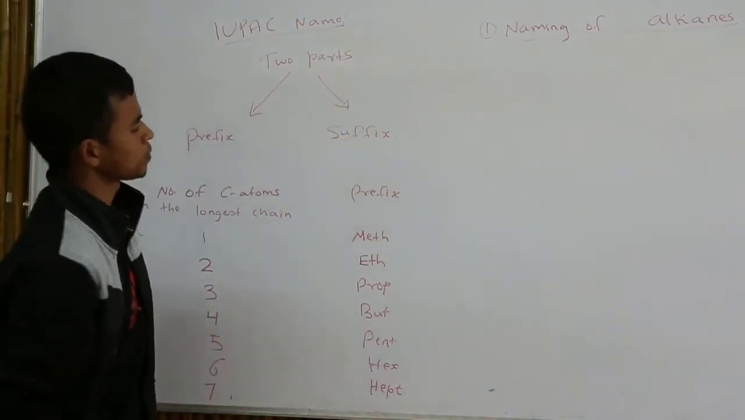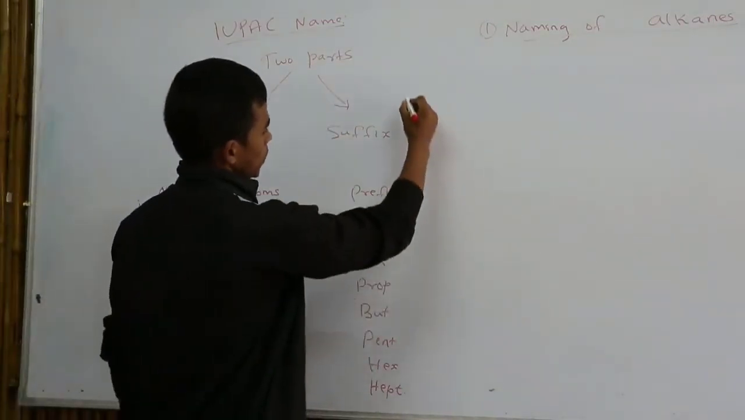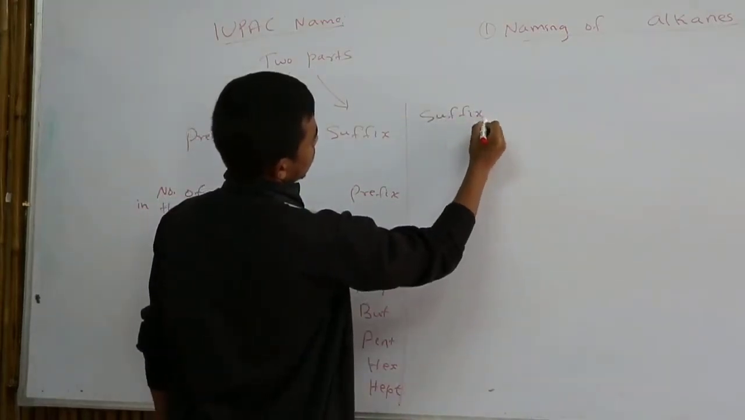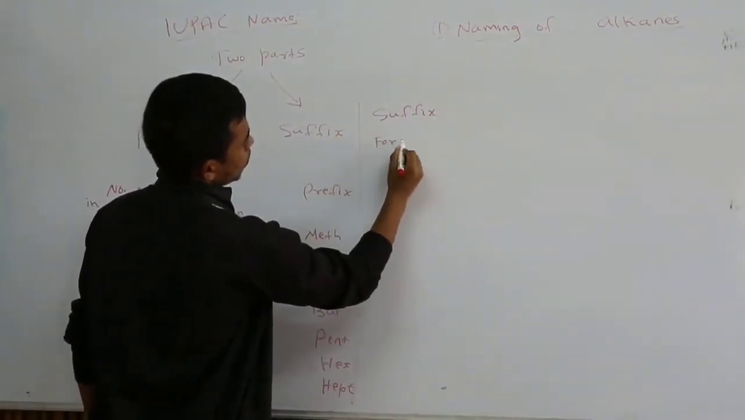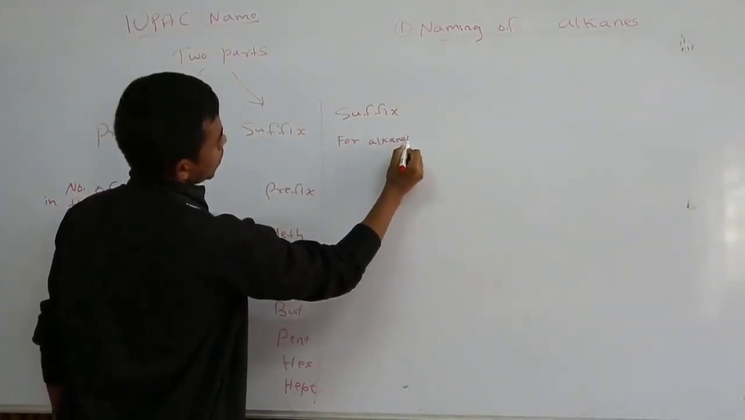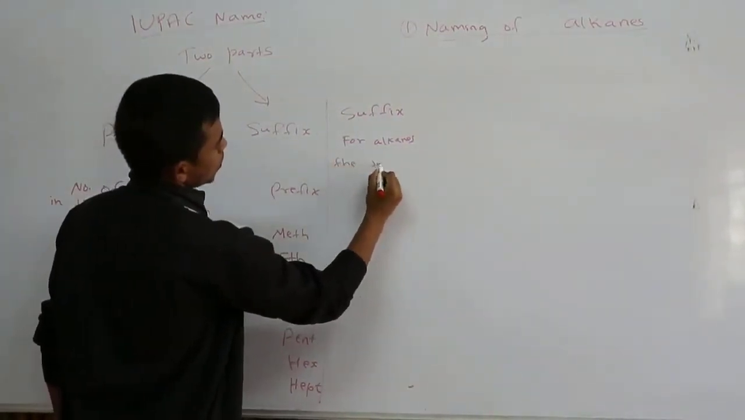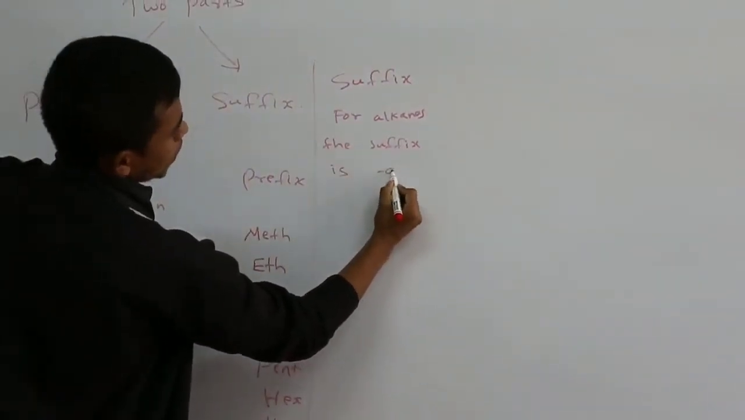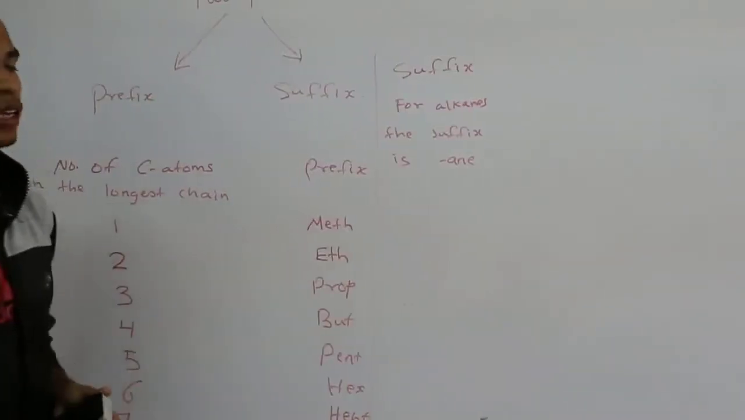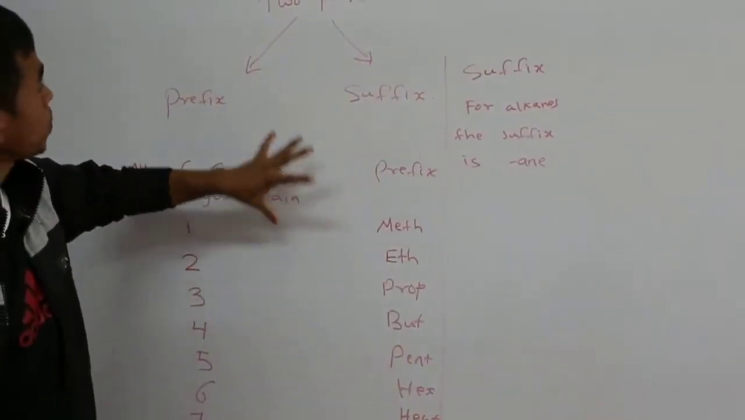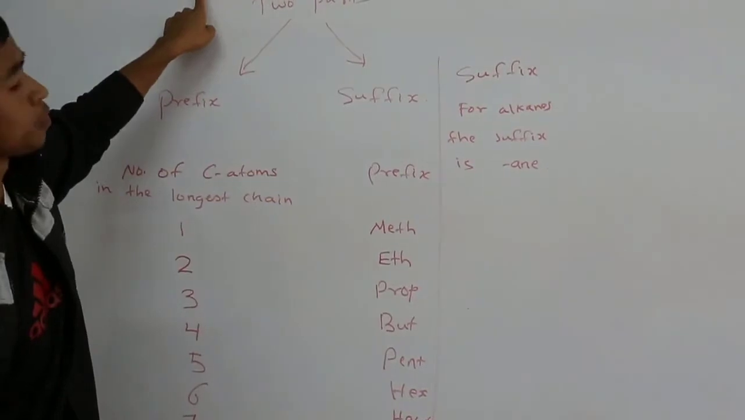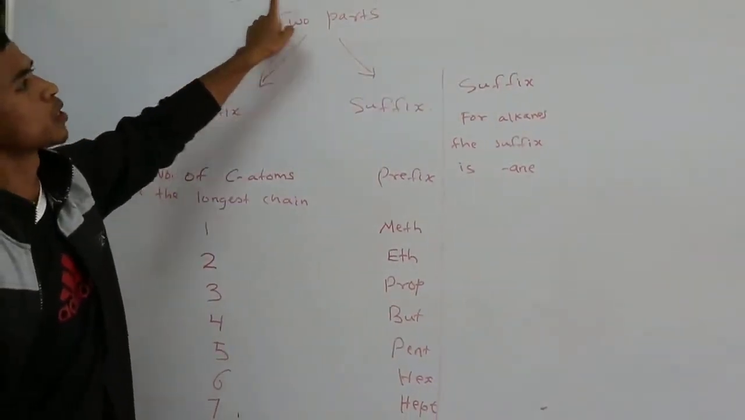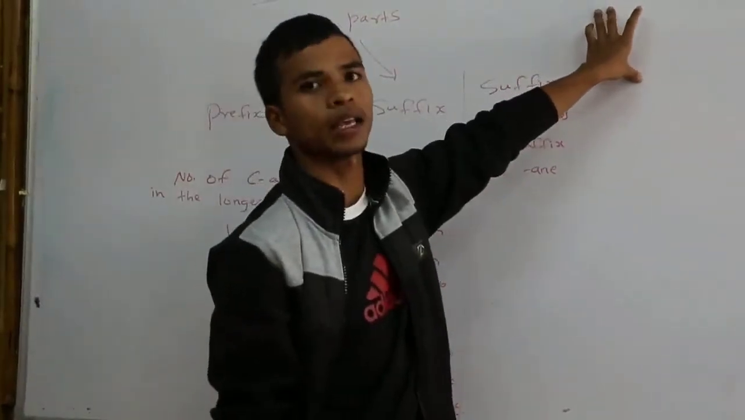And what will be the suffix? The suffix for alkanes is ANE. So with these two parts, following the rule of IUPAC name, we will try to name some compounds of alkanes.